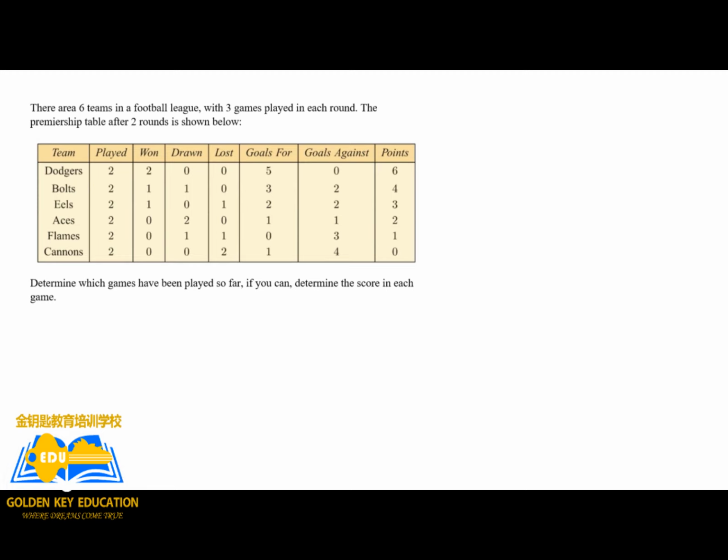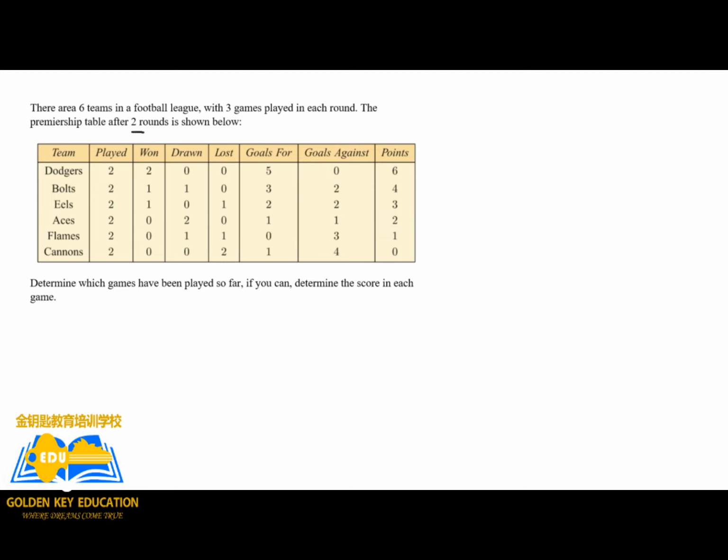Today, I would like to use this chance to go through this interesting and challenging stats question for Year 6 mathematics students. This question requires you to be able to interpret data with different range of display. If you look at this question, there's quite a lot of logical reasoning involved. What happens here is we have 6 teams in Football League with 3 games played each round. The Premiership table after 2 rounds is shown below.